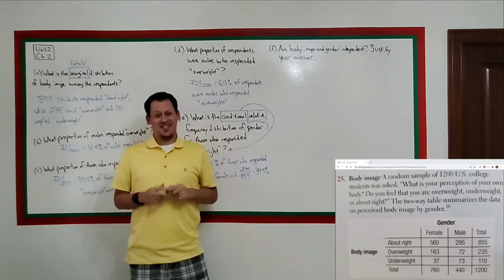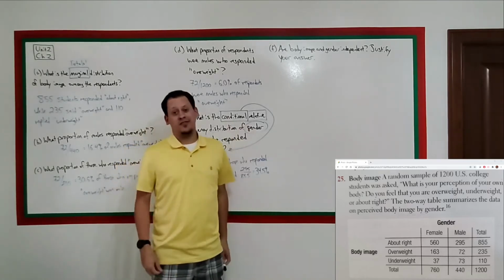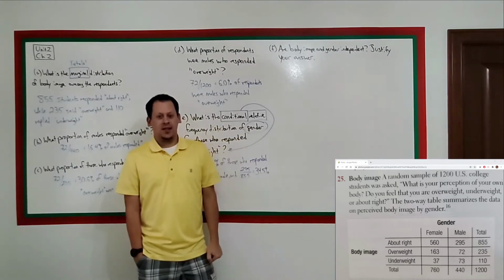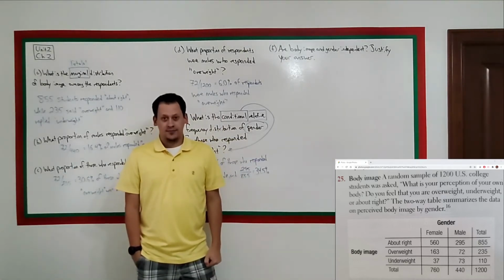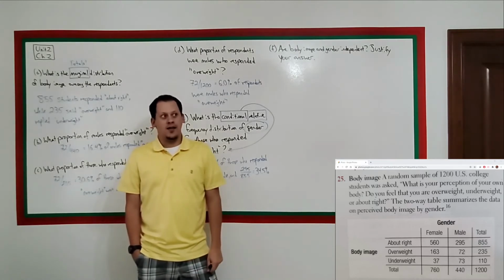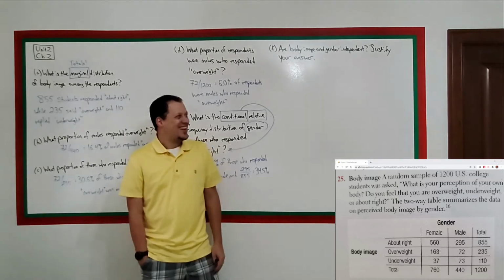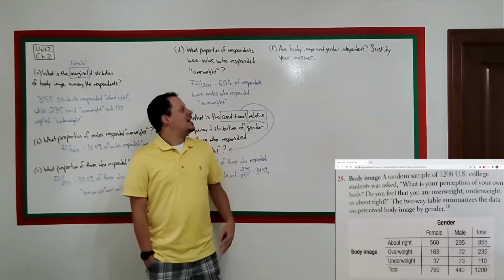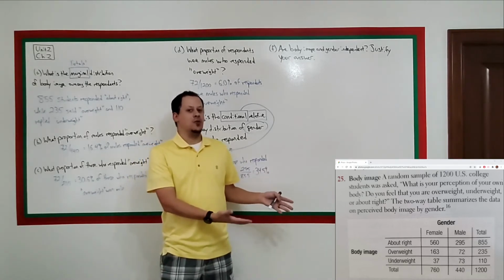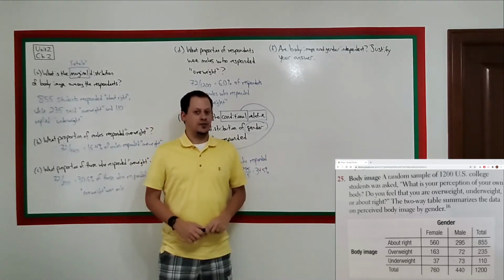Last question. You might have seen this one coming. Part F. Are body image and gender independent? Justify your answer. It's kind of sad that we have to put "justify your answer," but if I didn't, people would just say yes or no, and they'd either be right or wrong. By "justify your answer," you're using some kind of evidence from this table to support your conclusion.